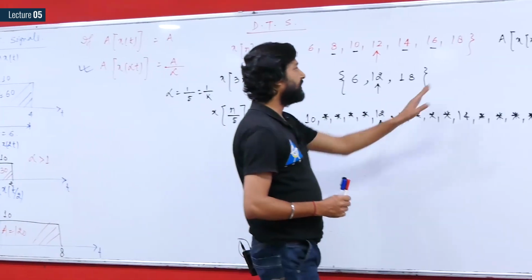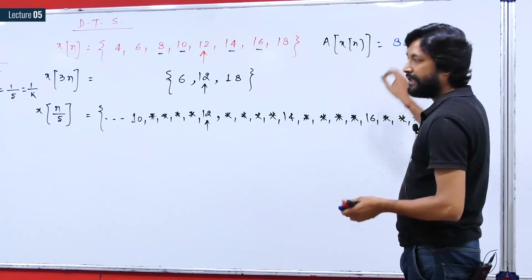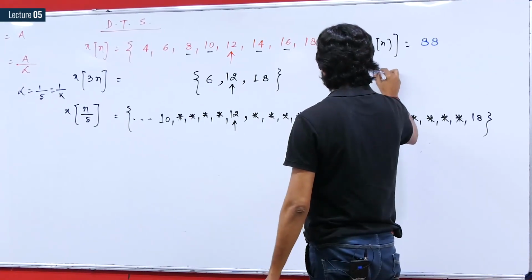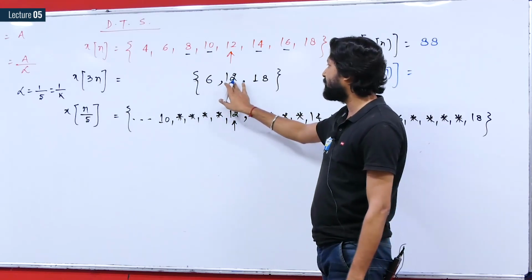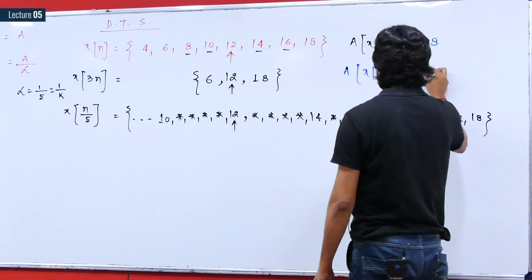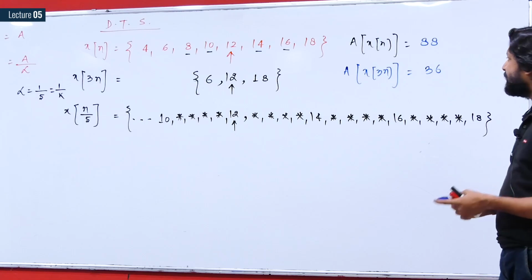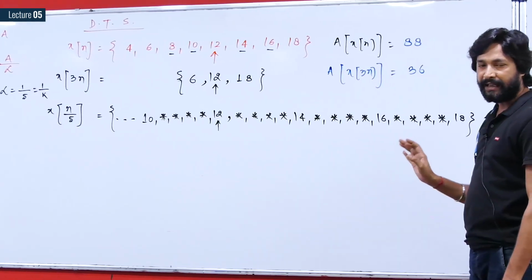In case of this discrete time signal, you can see the area of x of n is 88, but if you see the area of x of 3n, then it is equal to what? The sum of all the samples of x of 3n, that is 6 plus 12 plus 18, that is 36. So you cannot take any direct relation between areas. You cannot say that 88 divided by 3 will give the area of x of 3n, right?